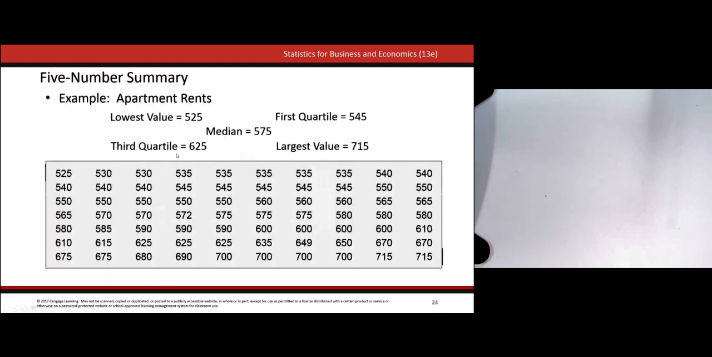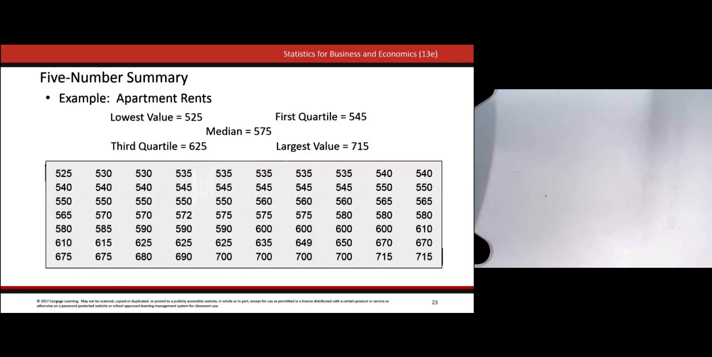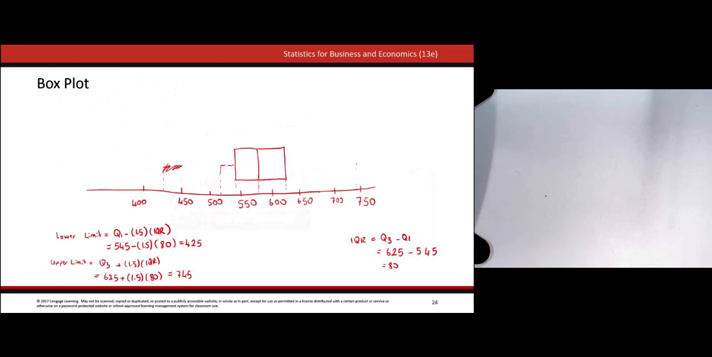Whiskers go to the smallest and the largest value inside the limit. So smallest value 525. Whisker is a dashed line. And the largest value is 715. Inside the limit, so we don't have any outliers.